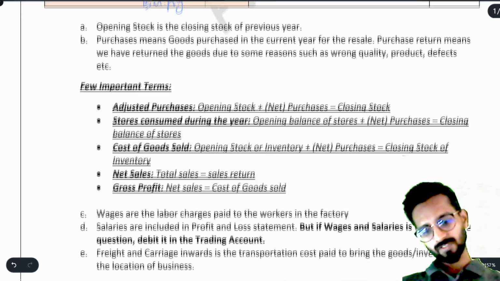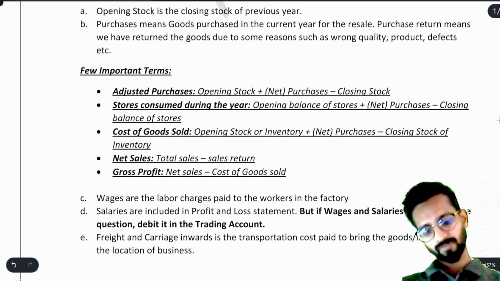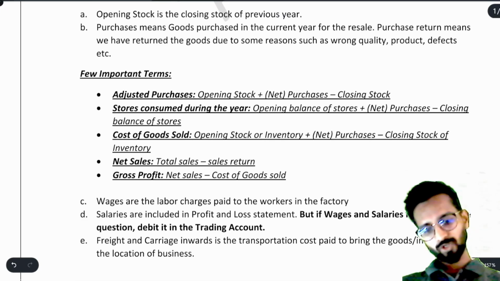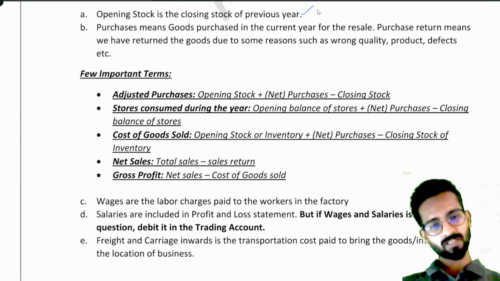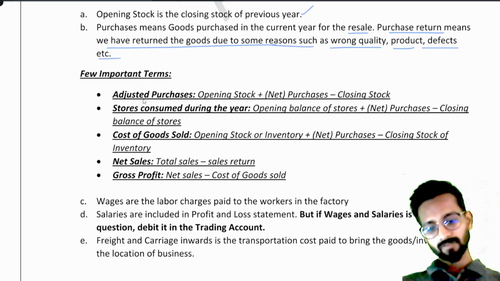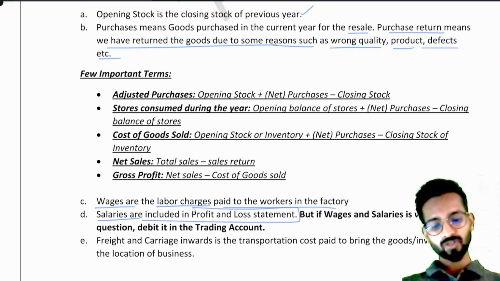After this, see, we have just written the definitions of what we have already covered. Check. Opening stock is the closing stock of the previous year, it will be given. Purchase means goods purchased in the current year for resale. Purchase return means we have returned the goods due to some reason such as wrong quality, product defects, etc. Few important terms we will cover just after this. Wages are the labor charges paid to the workers in the factory. Salaries are included in the profit and loss statement.